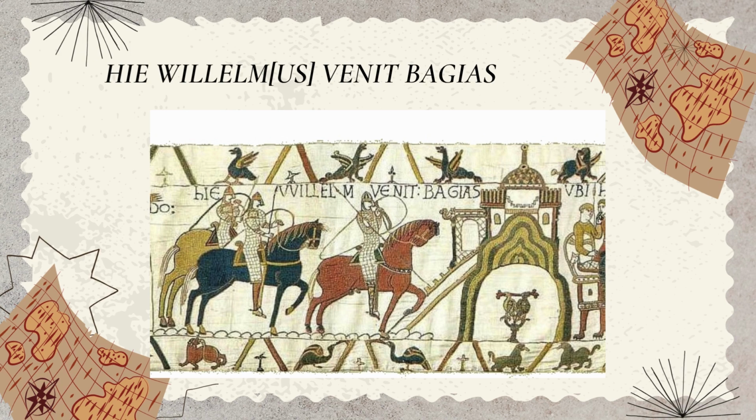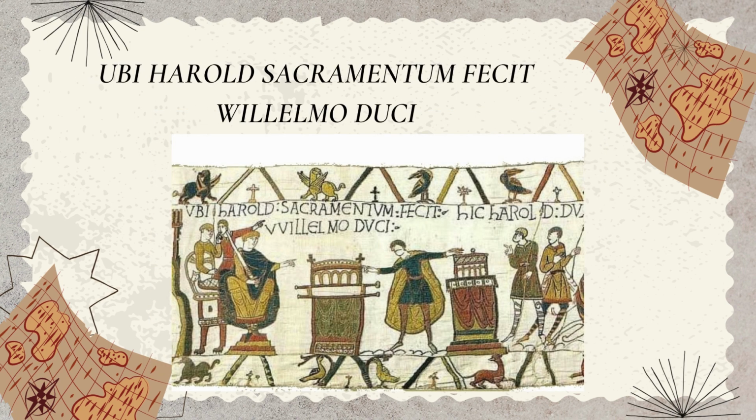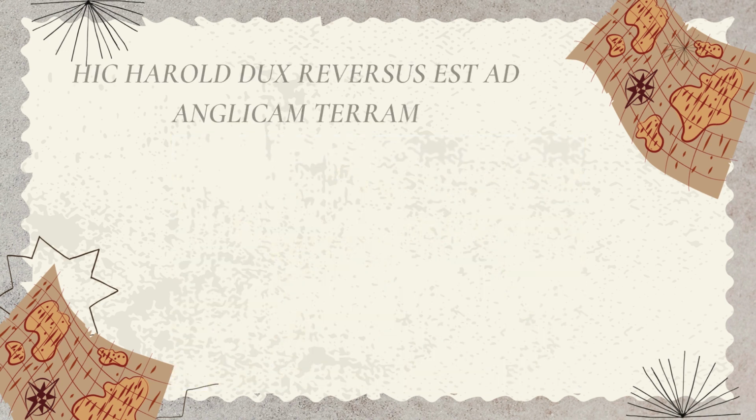And you have Wilhelmus venit Bagias, okay? Now, this is an interesting one because you have here William came to, and that name Bagias is Bayeux, which is the Bayeux Cathedral. You can see it there and where the tapestry is from. So William shows up in Bayeux. Then you have Ubi Harold sacramentum fecit Wilhelmo duci. Ubi means where, meaning in Bayeux. So where Harold made an oath. Fecit sacramentum, he made an oath, a sacrament, but it's probably best translated oath, to Duke William, Wilhelmo duci. So Harold makes this oath to Duke William.